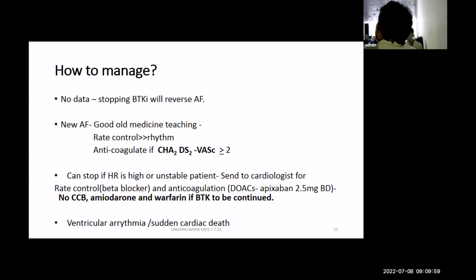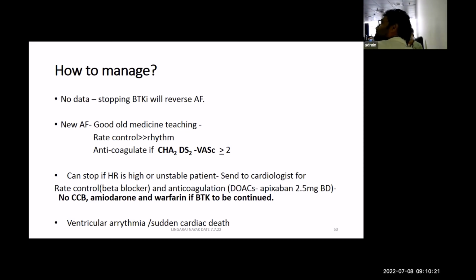So now you have to see what the good old medicine teaching is. There is no study in cardiology which has shown that rhythm control is better than rate control in atrial fibrillation. So you control the rate, and you decide whether you need to put the patient on anticoagulation. Based on your CHADS score, if it is 2 or more, the patient needs anticoagulation.